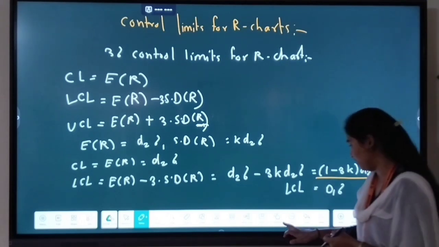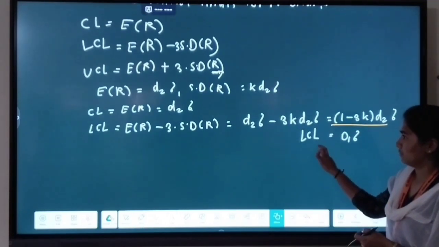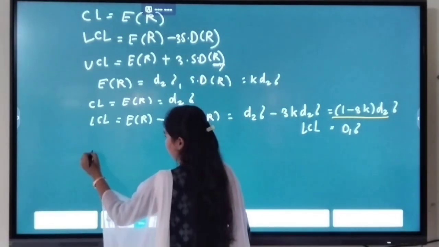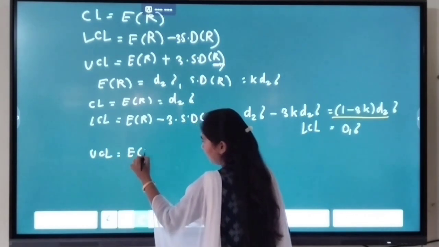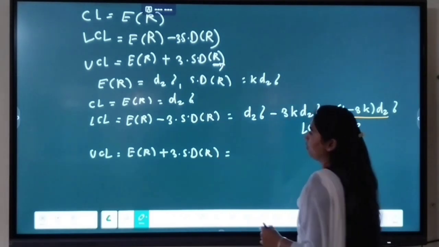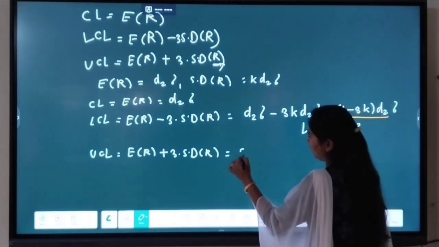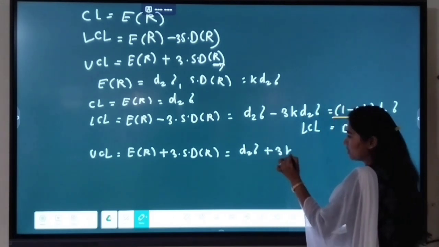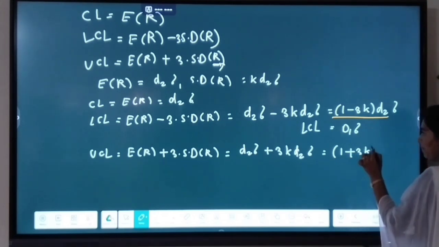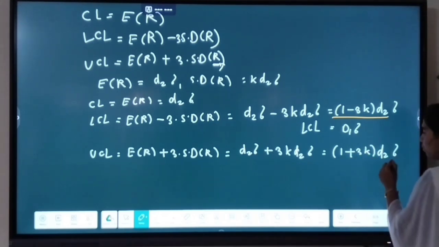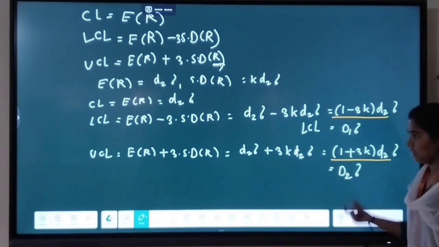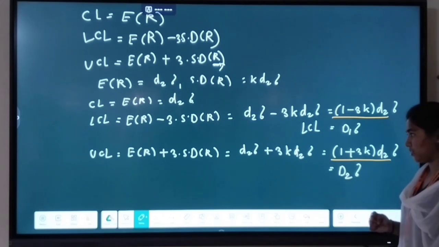Next we find the upper control limit, that is UCL, which is the expected value of R plus 3 times the standard deviation of R. We put in the expected value and standard deviation, that is d2 sigma plus 3 times k d2 sigma. Taking d2 sigma common again, we get (1 plus 3k) d2 sigma. We denote (1 plus 3k) d2 as capital D2, and sigma as it is. This is the upper control limit for the R chart.